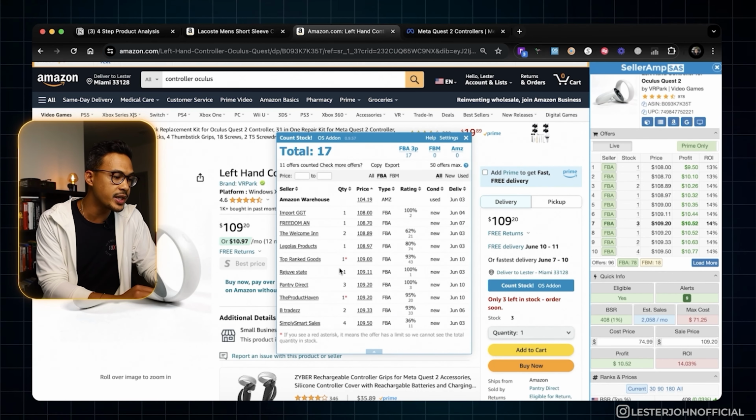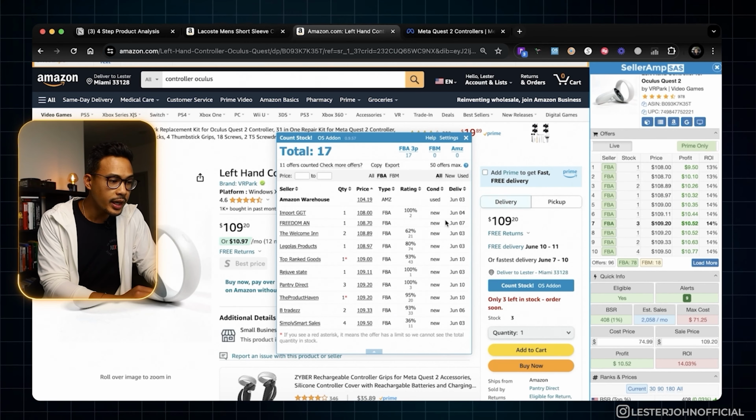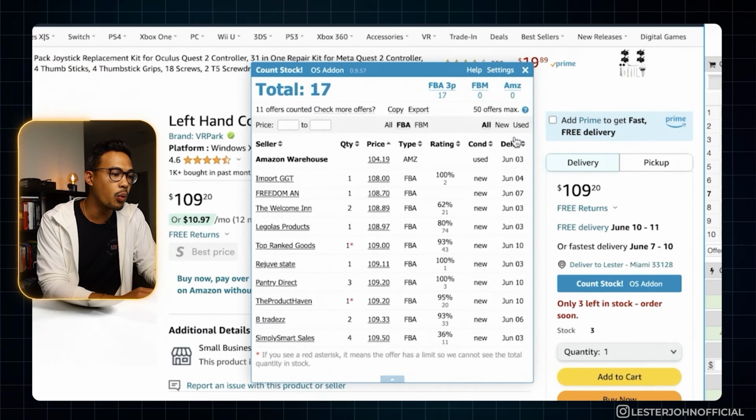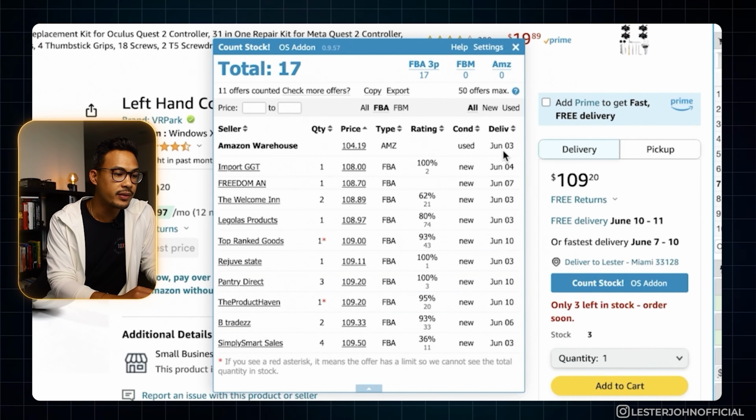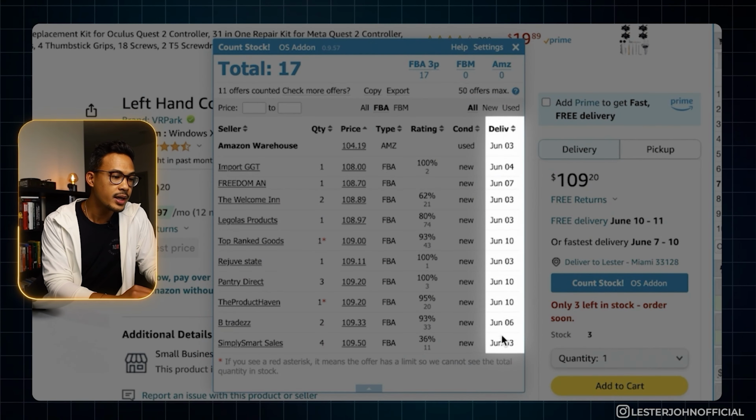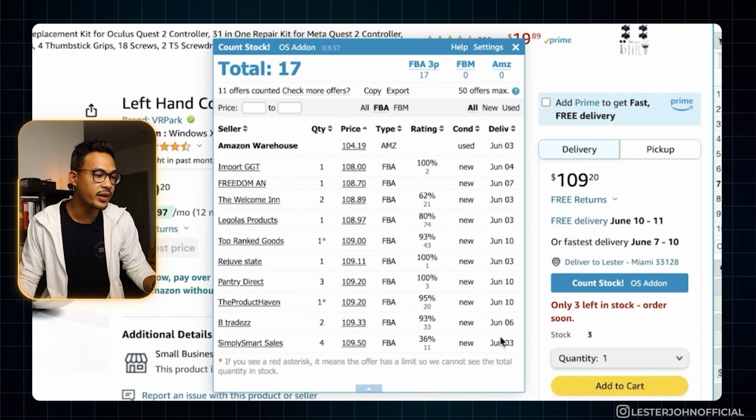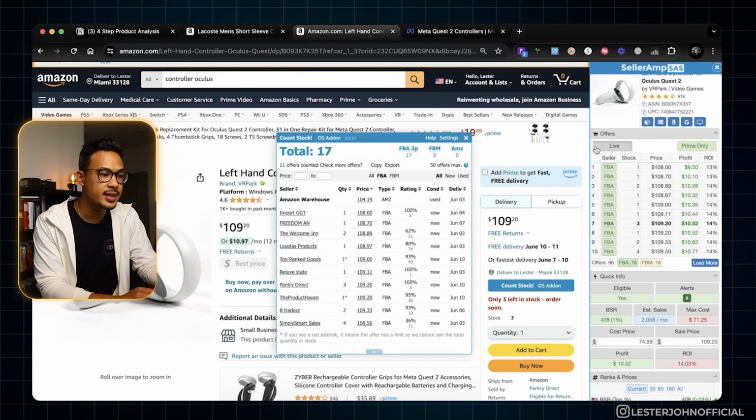Now we have the competition and see where we're at. And also, by the way, one OS stock add-on, my favorite, is in terms of the delivery here. Sometimes OS stock add-on will show when those products are going to be available. For instance, if someone is not available till like June 10th, right? Even though they may have the lowest price, they're not going to get the buy box per se. So now let's go into the SellerAmp here and how we can use it in terms of our analysis.